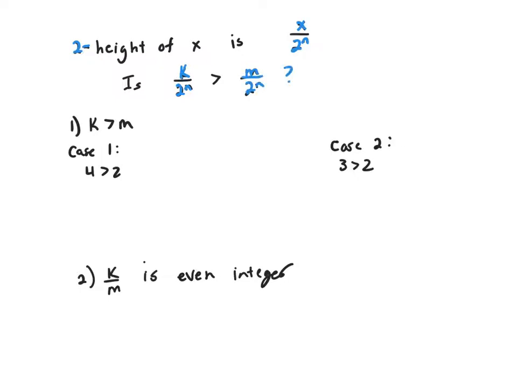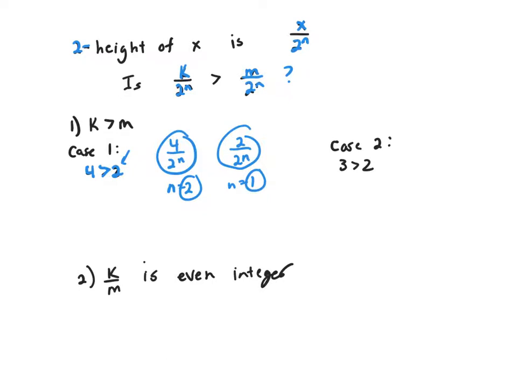So that's what I'm trying to figure out. Case 1, clue 1, k is greater than m. So I chose a value of 4 for k and 2 for m. So plug those in. K is 4. That would be 4 over 2 to the n. Well, that would mean that n would have to be 2, right? 2 squared, 4, we're going to 4 one time. And then 2 is m, plug 2 in for m. 2 over 2 to the n, that means n would have to be 1. So that's true. This one is greater than that one because I got 2 is greater than 1.